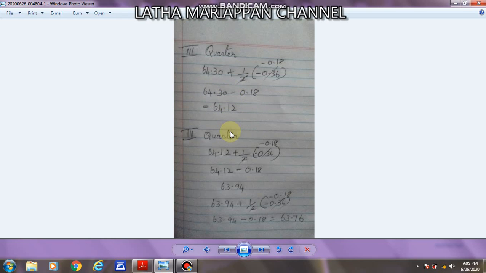And you have to find out the fourth quarter. So the fourth quarter, again forward computation, you will get plus. So here you will get 0.18, minus 0.18. So this value you have to take, because for the fourth quarter you have to take the third quarter value. Okay. So you will get 63.94. Again 63.94 plus half of the value, so you will get 63.76.